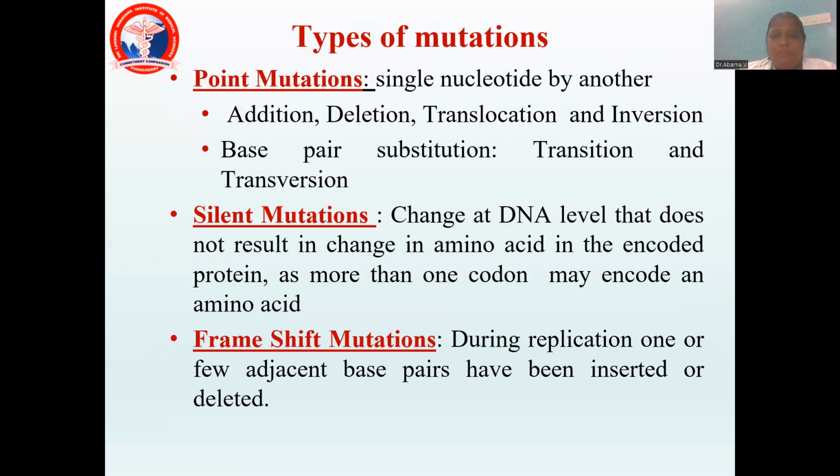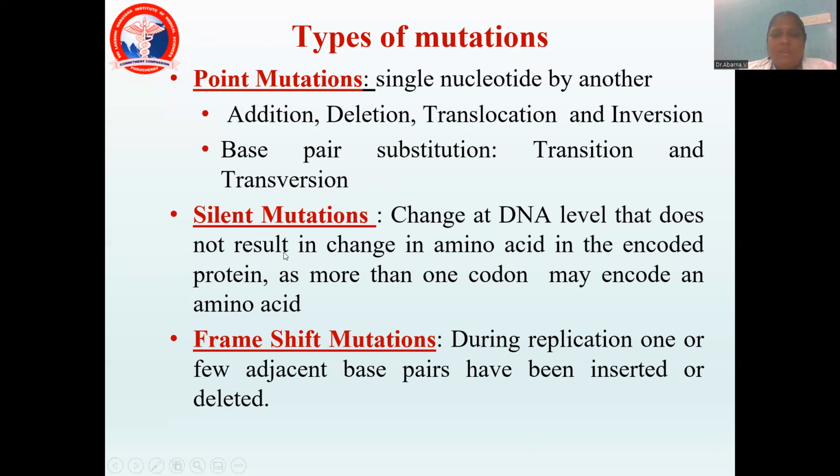So coming to the types of mutations, we do have plenty of mutations. For example, point mutation. Here, only a single nucleotide is replaced by another. Examples are addition of a single nucleotide, deletion of a single nucleotide, translocation or inversion. And even base pair substitution will occur, for example, transition and transversion. Apart from that, silent mutations are there.